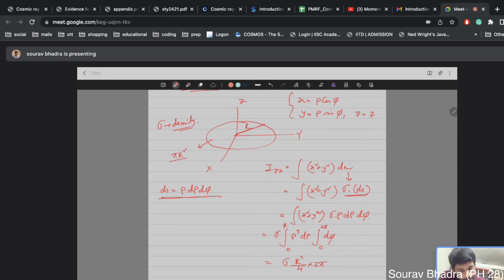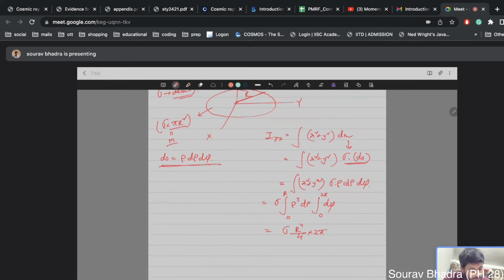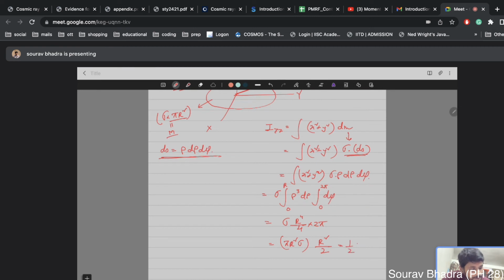And if we multiply the density per unit area with the area, that will give you the total mass of the system. So the total mass of the system, capital M, is sigma pi r square. So if you take pi r square sigma out, then you will get r square by 2, right? That is half M r square, where capital M is the mass of the particular laminar body, and it is your Izz.